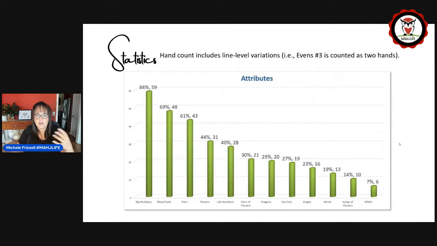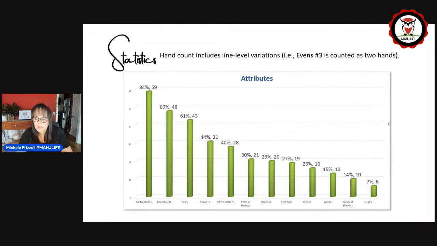Now, I want to share quickly some statistics on why this works. We're going to look at attributes very briefly. Oops, sorry, I thought I had this broken out. The first one is big multiples. Big multiples are pungs and kongs, 84%. With pairs, 61% of the hands have pairs. Together, that's 91% that use pairs, pungs, kongs. So 84% use pungs and kongs. That's significant. So if you target multiples, you're going to optimize your potential.